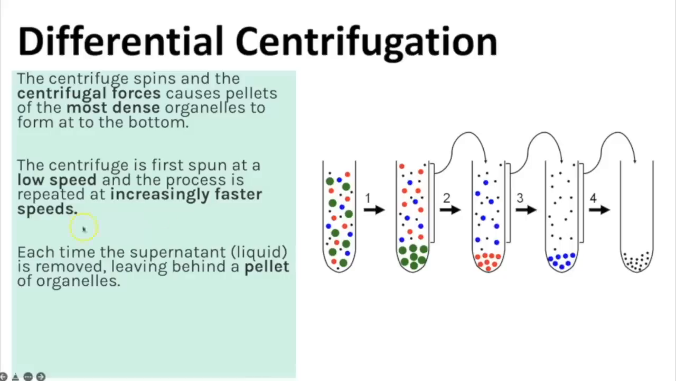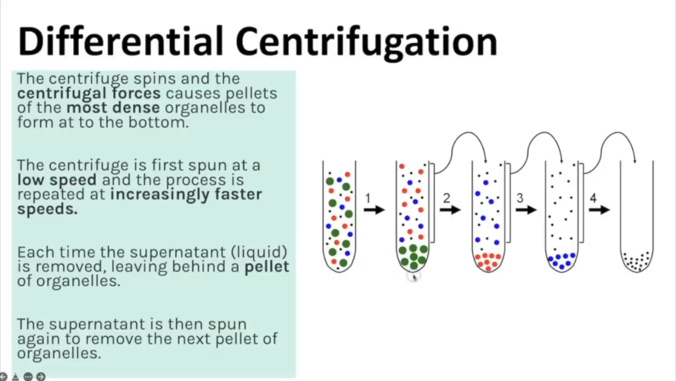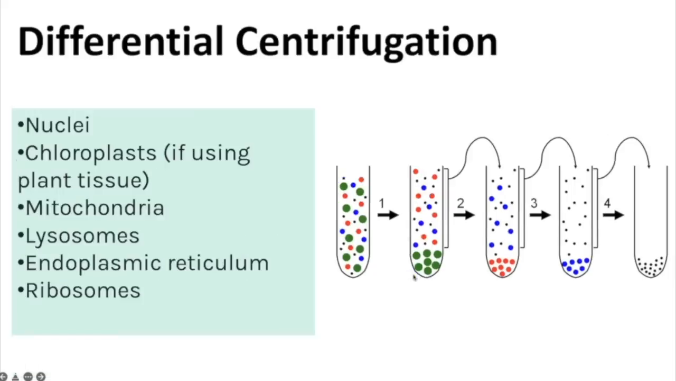So each time that liquid, which is the supernatant, is removed and the pellet is what the organelles will be in, and we can examine those. Now, just to let you know the order of the density, in that first centrifugation, the nuclei are the most dense. So those would be isolated in the first spin. The next most dense are the chloroplasts and the mitochondria, then the lysosomes, endoplasmic reticulum, and finally the ribosomes. So that would be the order in which you would collect your different organelles.